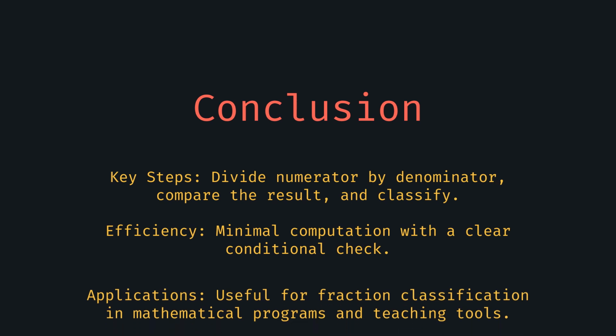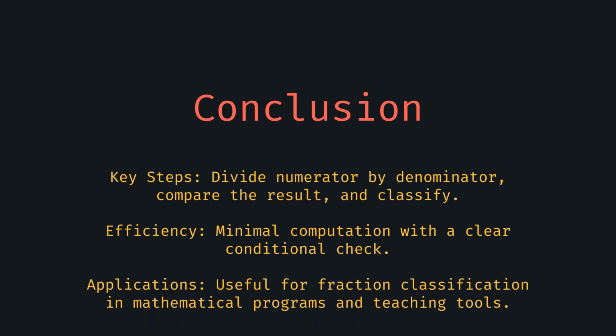In summary, this program efficiently determines whether a fraction is proper or improper by dividing the numerator by the denominator and comparing the result. It is a simple yet practical example of how conditional checks can be used to solve real-world problems in programming.